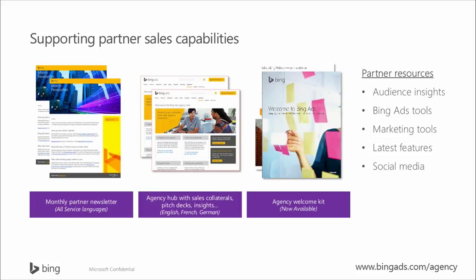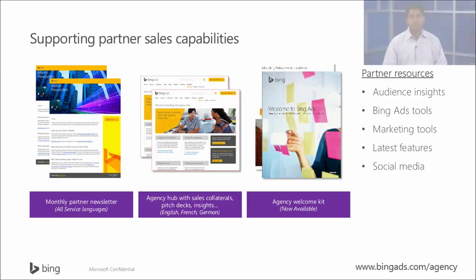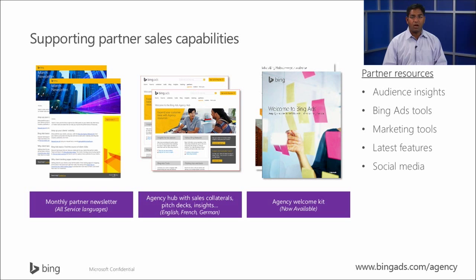So starting with our top three core resources, I will start in the middle, which is Bing Ads Agency Hub. It's located at www.bingads.com/agency. Some people call it /agency. This is the place where we have put out all our agency resources, whether it's the pitch deck on how to pitch Bing Ads, or the latest data, whether it's the overall number of searches people are conducting, a specific slice about a particular vertical, or the special insights for tax season that we did a few months ago.